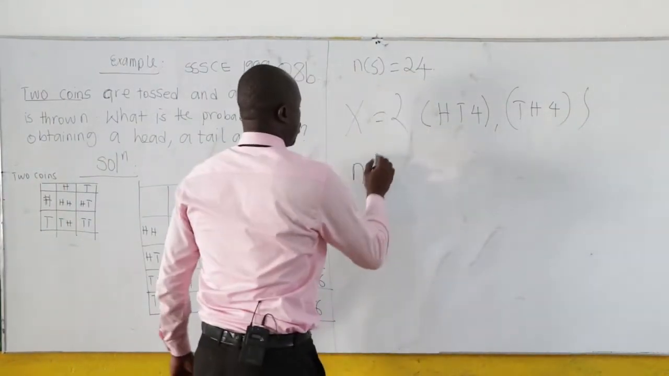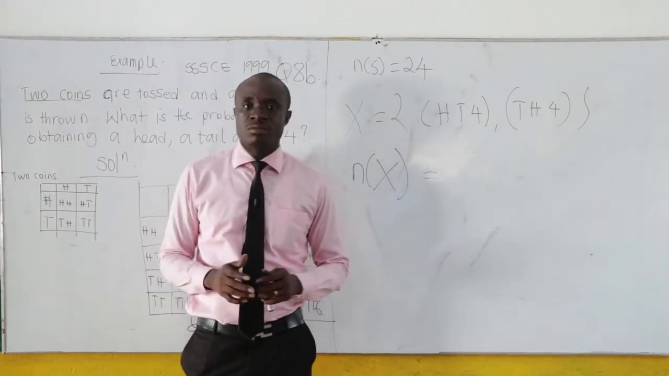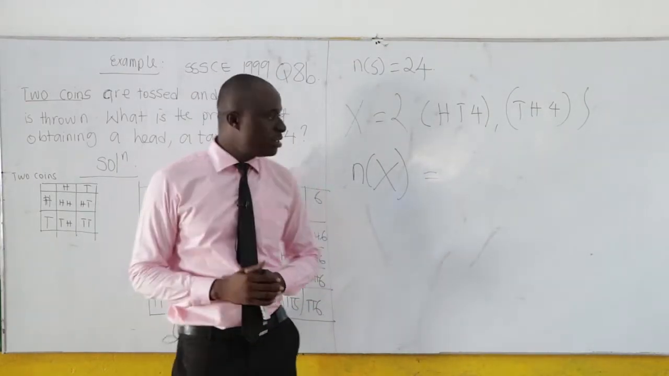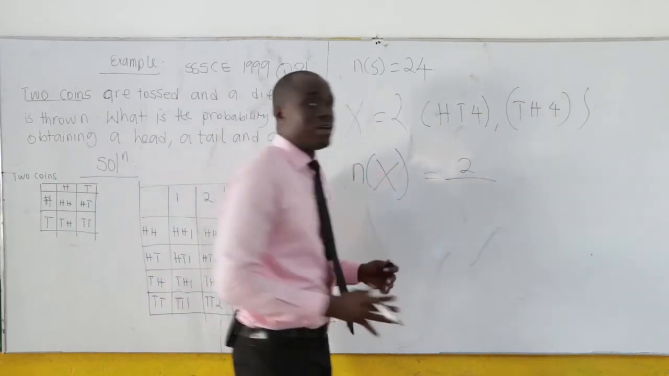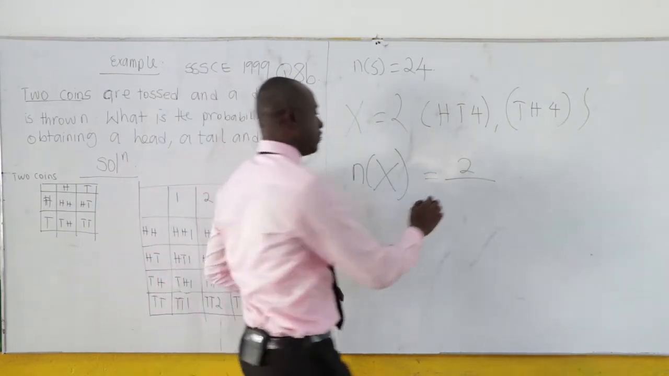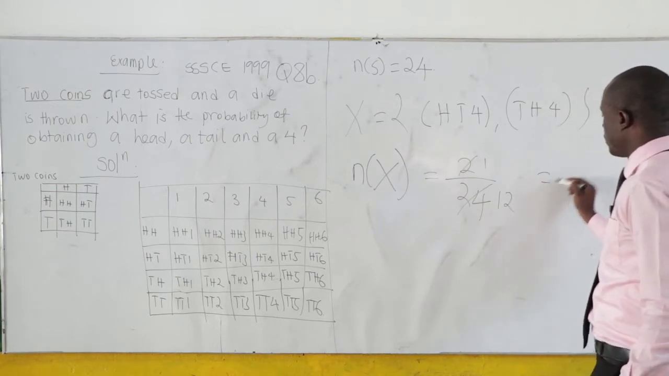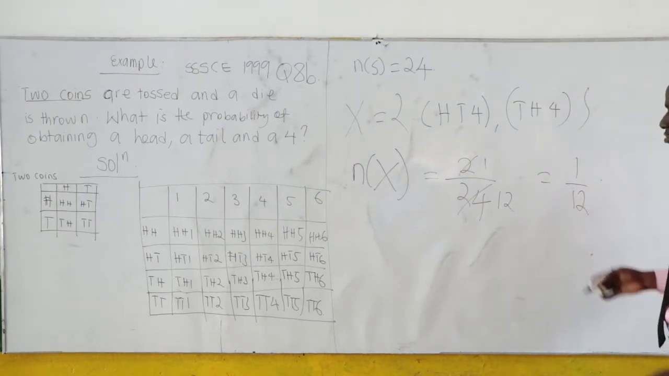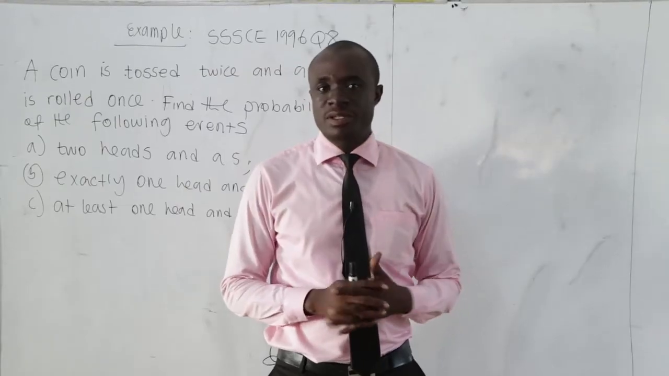Hence, our number of sample space, because probability is number of events all over number of sample space. So the number of events is 2, all over the sample space. The sample space is 24. 2 goes into 24 twelve times, so you have 1 all over 12. That is very trivial. Now let's consider this example.